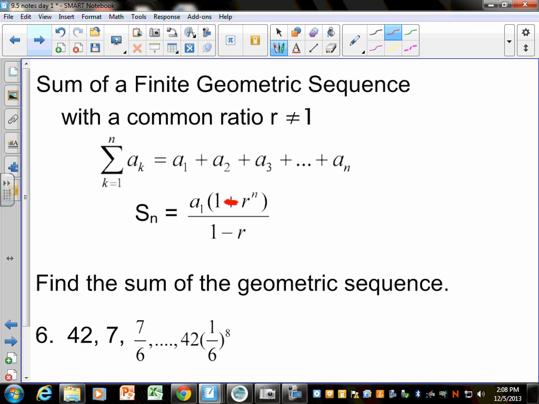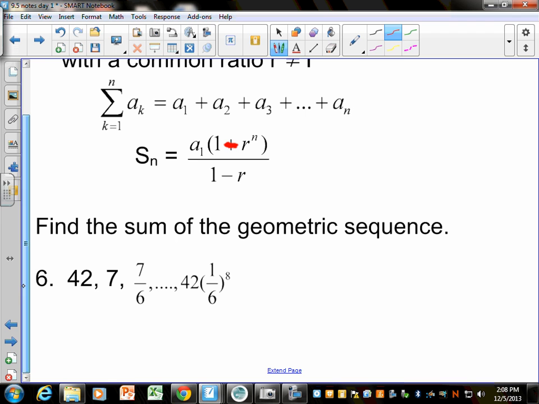So look at number 6 here. It says find the sum of the geometric sequence, and they write it out like this. And notice they try to help you out. The way that they write this is instead of writing this term as what it actually would be, think of 1/6 to the 8th power. They write it like this to try to help you figure out what term you're on, figure out your ratio, and your first term even.